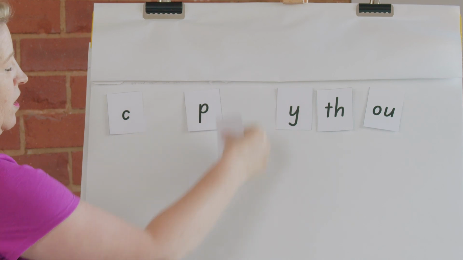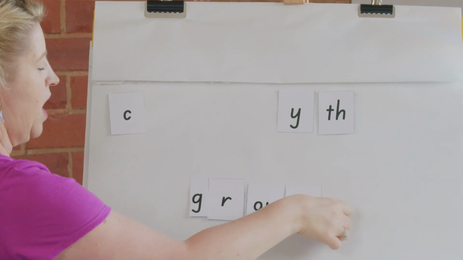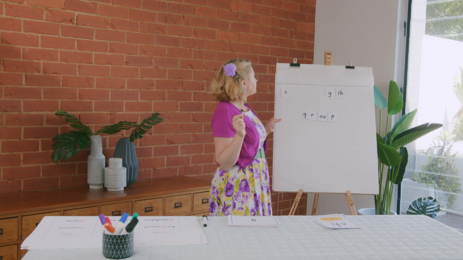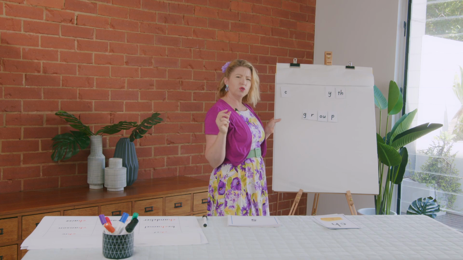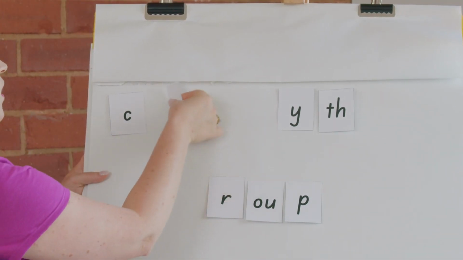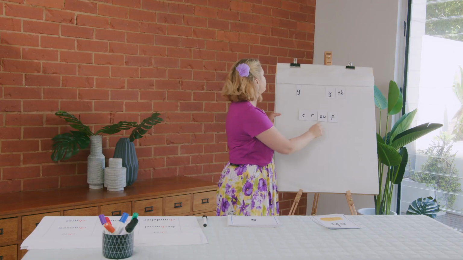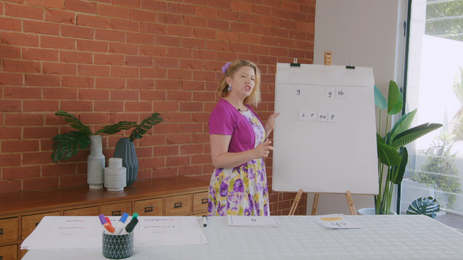G, r, oo, p. Group. Now let's start to change them around a little bit. We're going to change group to croup. Which sound do you need to change to do that? Group to croup. Yep, you're going to change out that g for a k. Croup. We're going to change the last sound now. Listening carefully, we're going to change the p to a th.